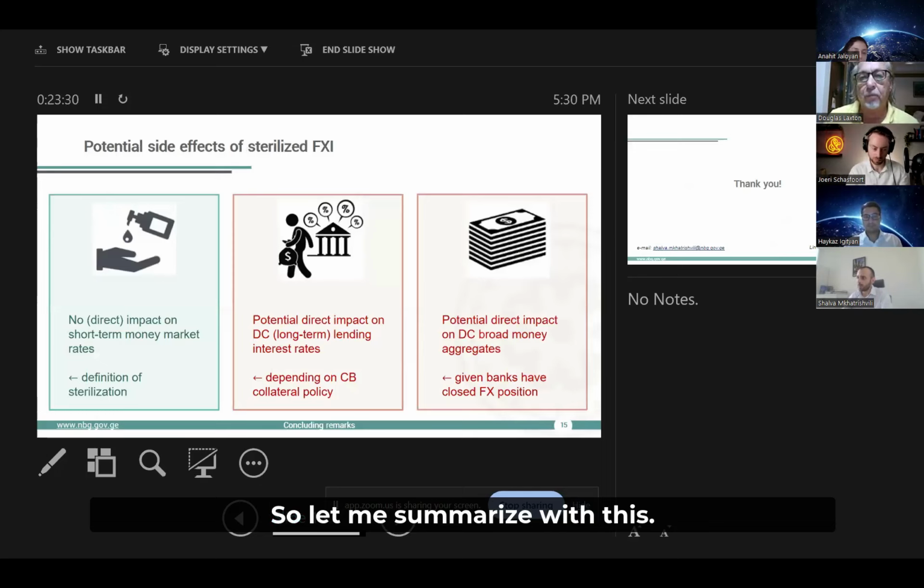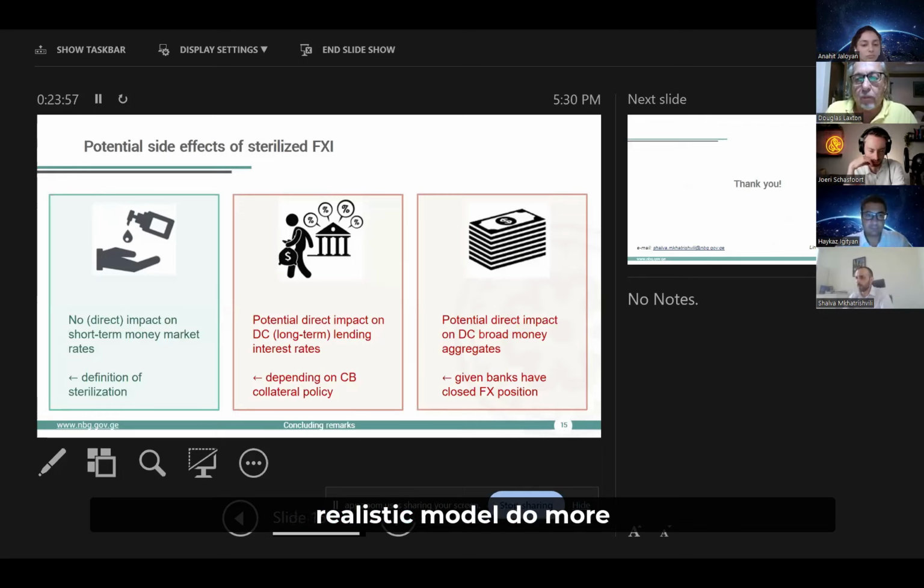So let me summarize. We showed this with simple examples. These are balance sheet identities, examples that are trivially true. What happens in general equilibrium is a different thing. We need a macro model for understanding this, but at least having these mechanical impacts, or side effects of FXI, in mind helps us build more realistic models or do a more realistic analysis of the final effects.